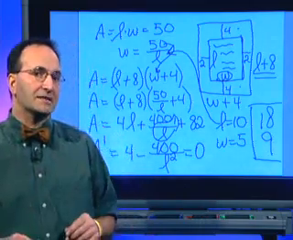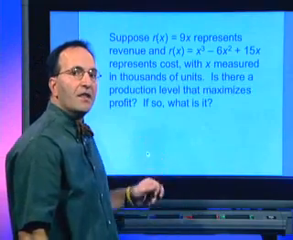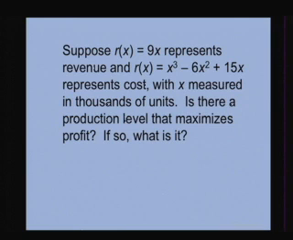Now we're going to try an example from economics. Suppose that the revenue, R of x, is equal to 9x, and C of x, which is equal to x cubed minus 6x squared plus 15x, represents cost, with x measured in thousands of units. Is there a production level that maximizes profit? And if so, what is it?